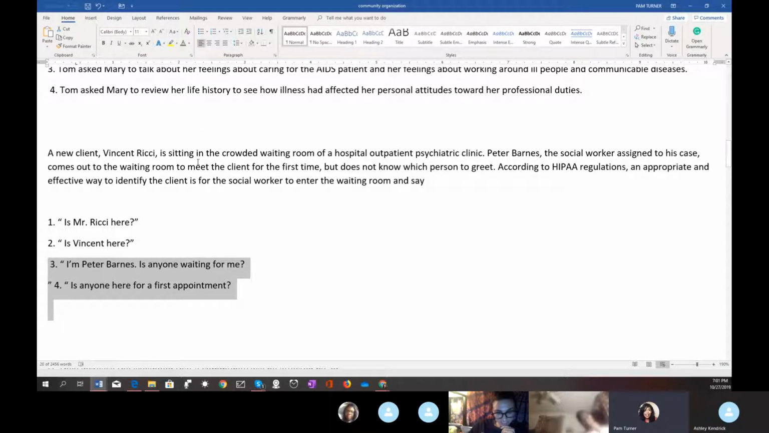A new client is sitting in the crowded waiting room of a hospital outpatient clinic. Peter Barnes, social worker assigned to the case, comes out of the waiting room to meet the client for the first time, but he doesn't know which patient to greet. According to HIPAA, an appropriate and effective way to identify the client is for the social worker to go to the waiting room and say, "Is anyone here for their first appointment?"